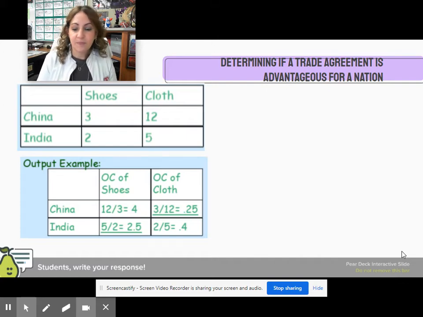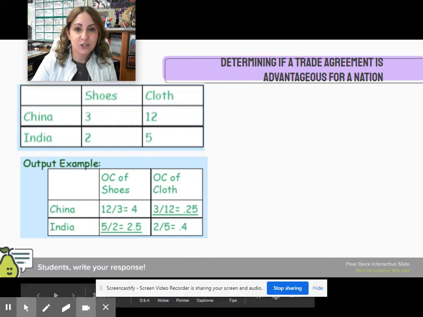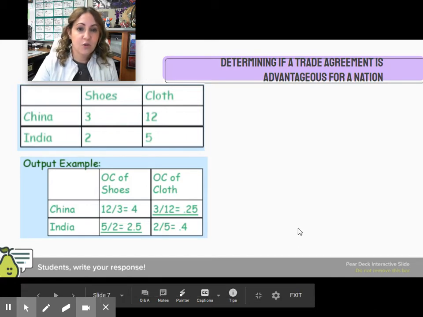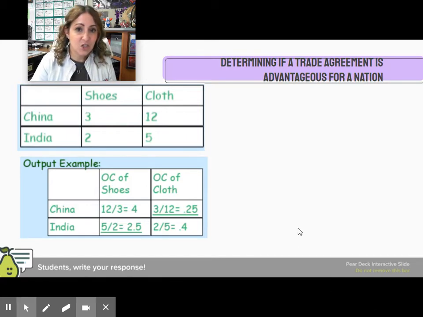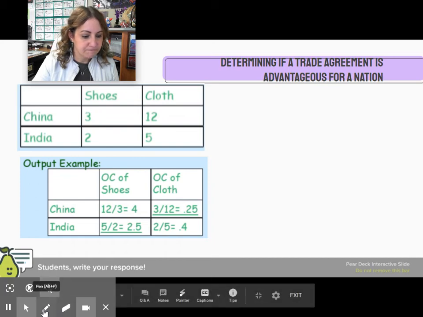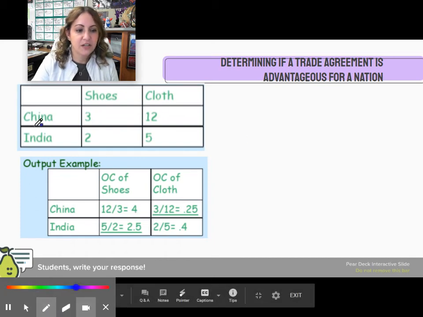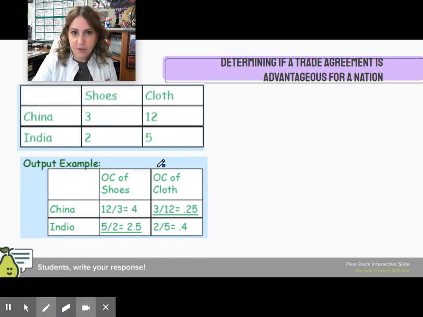So remember, when countries specialize, they are producing only that thing. So when you determine who has comparative advantage, they are only producing that thing and not producing the other thing. So here we have China, India. This is the same problem that we've been working on for a couple of days now. And this was the result when we determined it was an output problem and then who has comparative advantage.